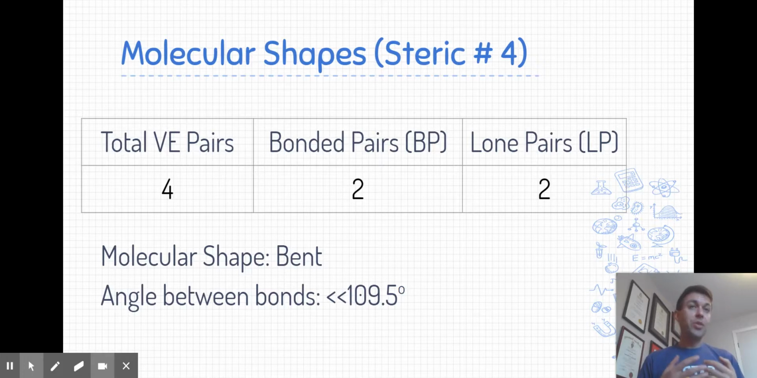So those are the shapes going up to steric number 4. Tune into the next part of this video to look at molecules that form with steric number 5 and steric number 6.